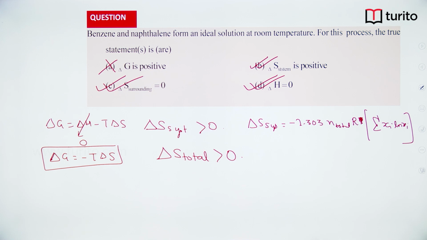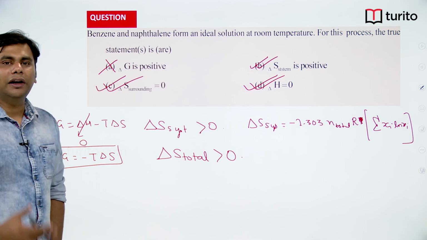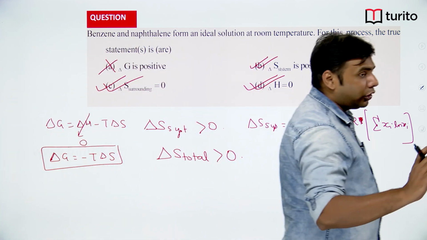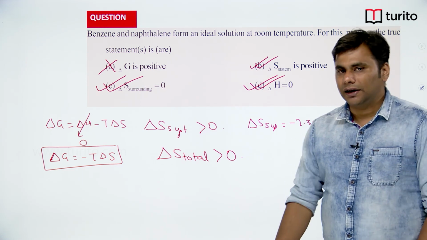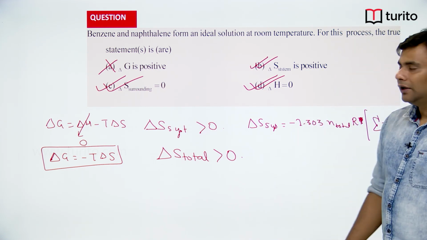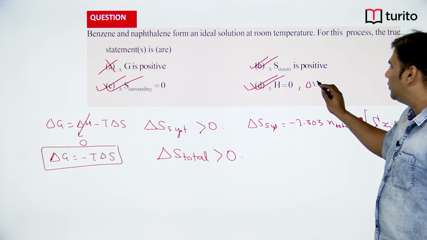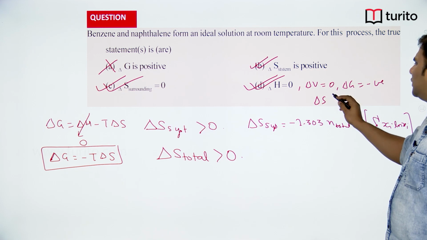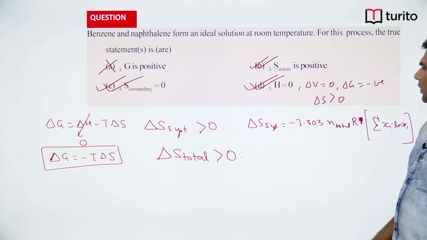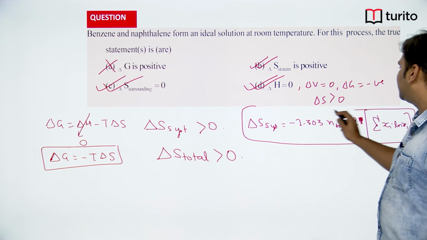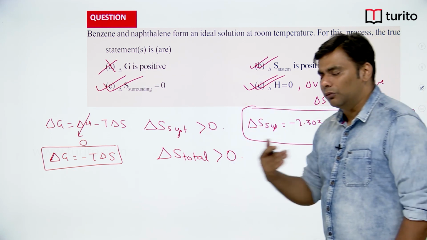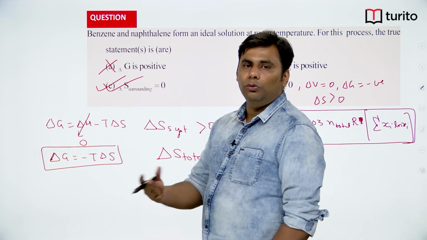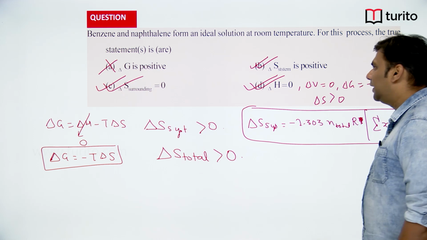IIT picks up such questions where they check your ability to analyze a case or the theory which you know. A very important point: whenever a liquid solution is ideal, delta H is 0, delta V mixing is 0, delta G is negative, and delta S total is always greater than 0. For the system, delta S system is positive because you are adding more components, the volume is increasing, so the space available for a molecule to move will increase.